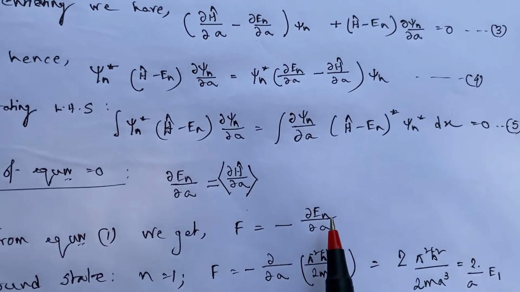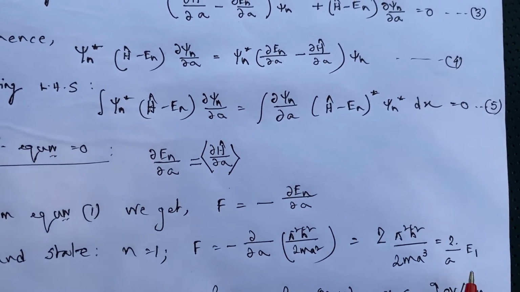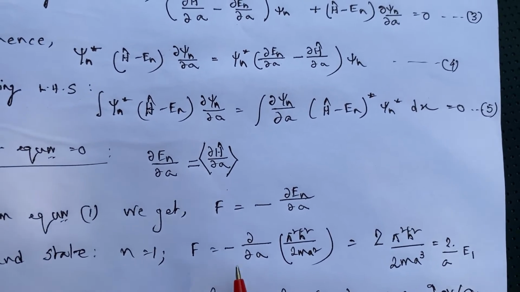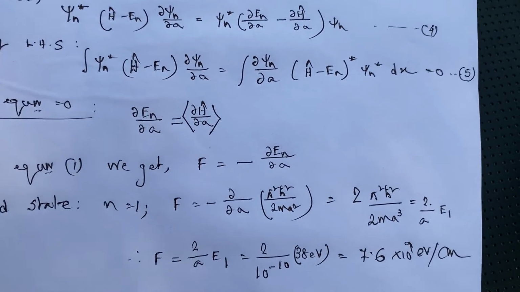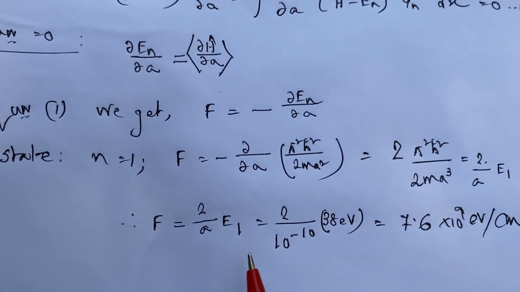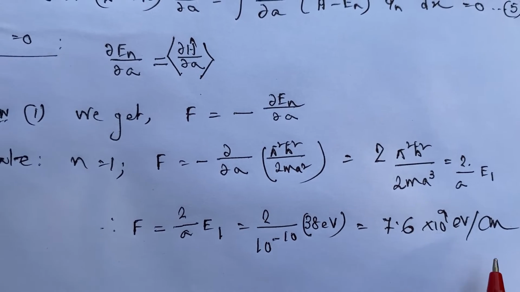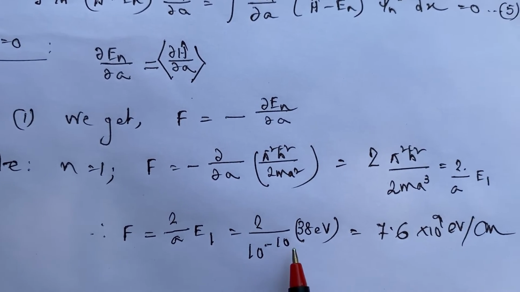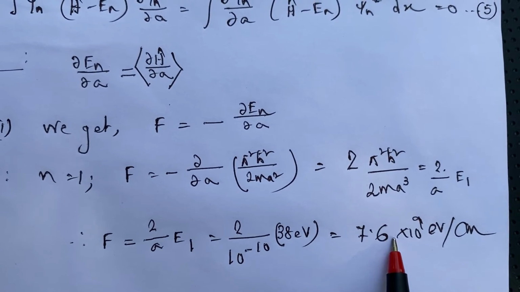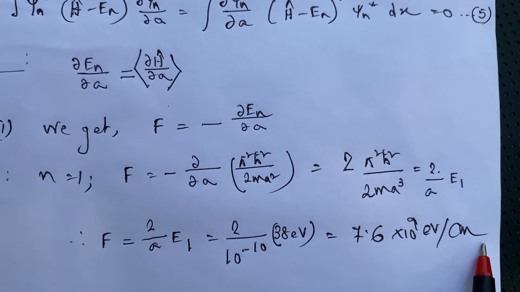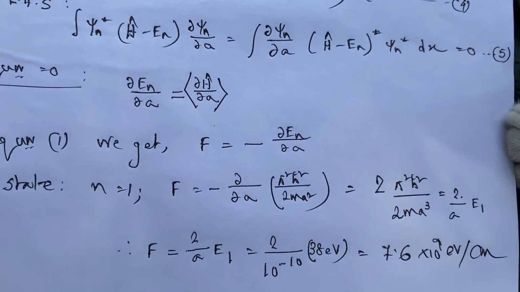So we need to differentiate the energy expression with respect to A. So I have differentiated the energy expression with respect to A, and we have got force equal to 2 by A E1. And if we substitute the value of E1 as 38 electron volt, I will get this expression. Because this 10 to the power minus 10 is in centimeter, this is in electron volt. So this is 7.6 into 10 to the power 10 electron volt per centimeter. You can obtain this in dyne.